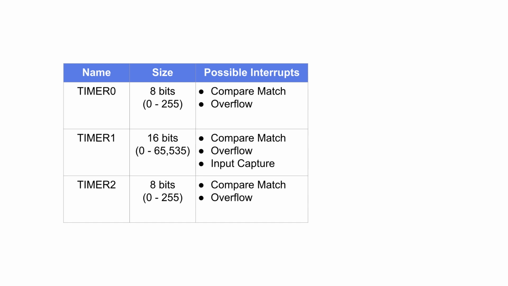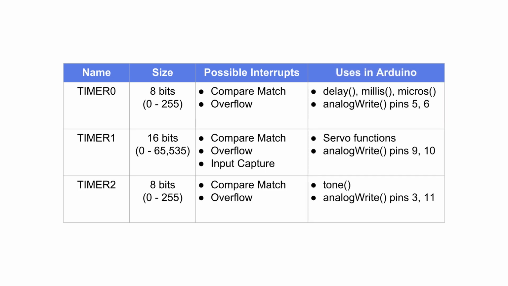If you are working in Arduino, note that several functions rely on timers to operate. So if you begin playing with timer 0, the delay, millis, and micros functions will no longer work properly. The same applies to the servo and tone functions for timers 1 and 2. The analog write function uses all 3 timers in the Uno, but which timer depends on which pin you're using. For example, if you want to manually control timer 1 for other things, you probably shouldn't use analog write on pins 9 and 10.